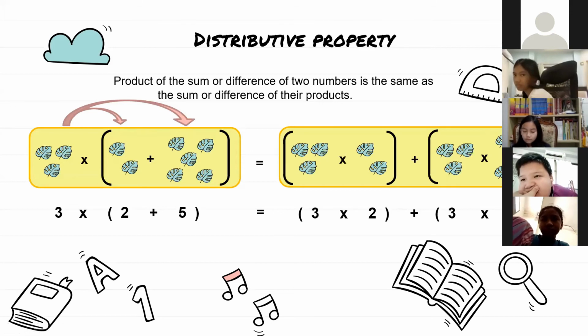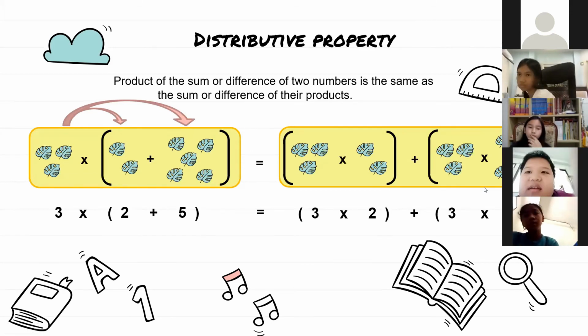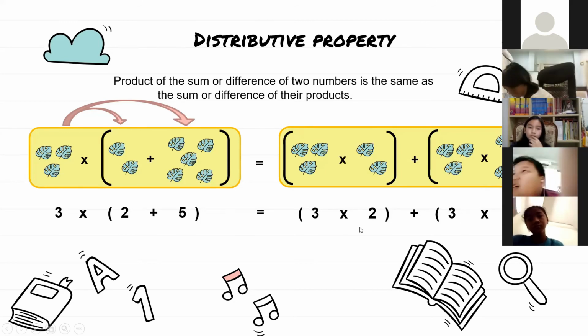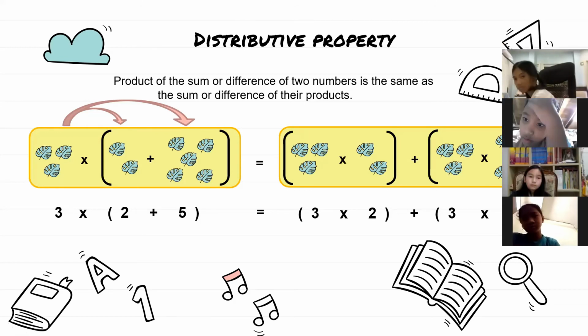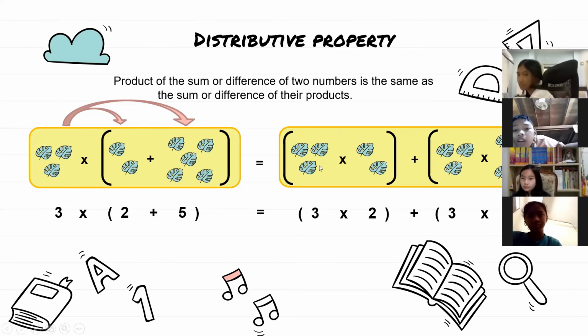What is our answer? Sugat? So 3 times 2 plus 3 times 5. Okay, let's start. 21. Okay, very good. 21. So in distributive property, you have to distribute the first number.